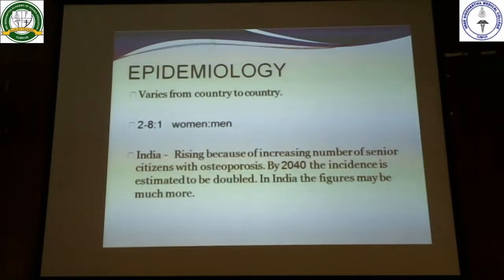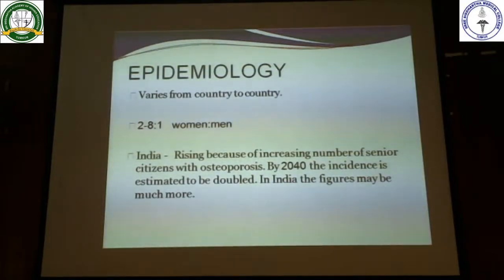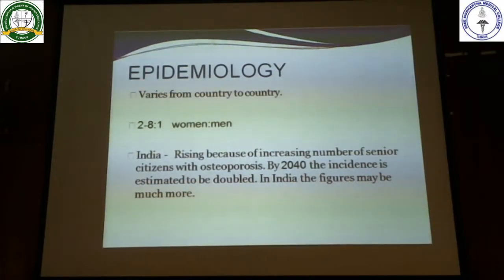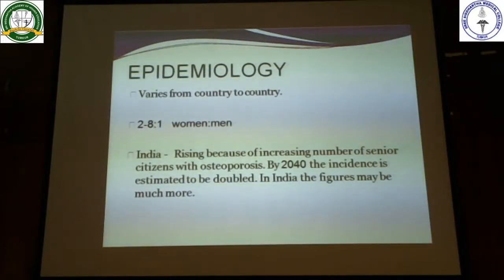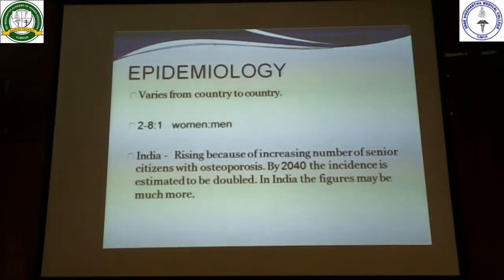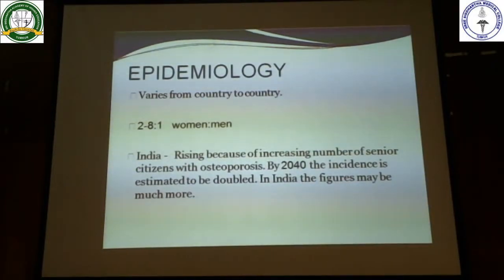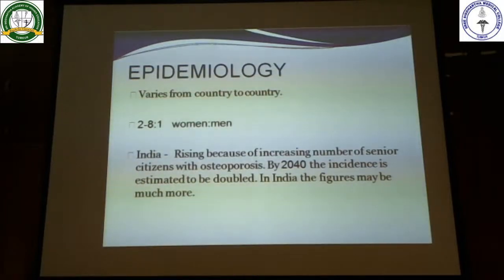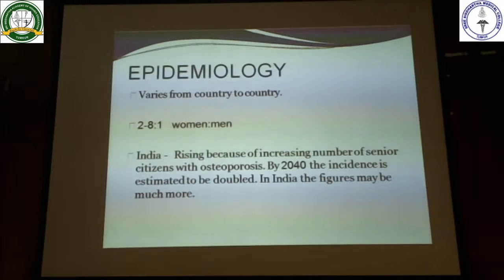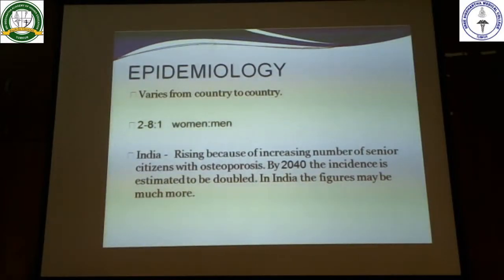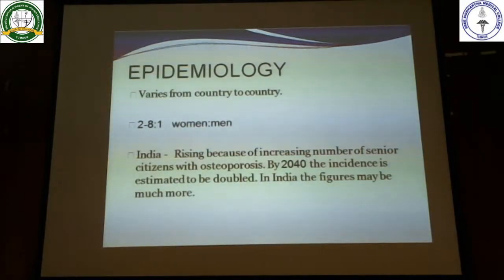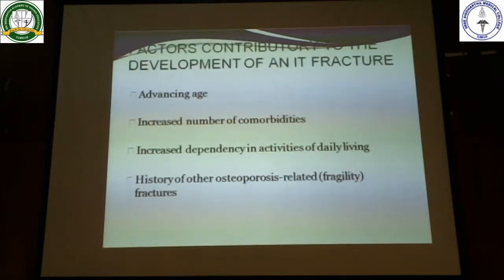This tends to be more common in old age, just like a neck of femur fracture. So again, it is related to osteoporosis, just like neck of femur fracture. That is why it tends to be more common in women compared to men, because they are more prone to development of osteoporosis. So it is rising because of the increasing number of senior citizens with osteoporosis. By 2040, they say the incidence is estimated to double compared to what it is now. So that is in brief about the epidemiology.